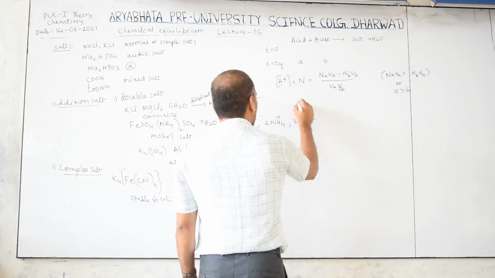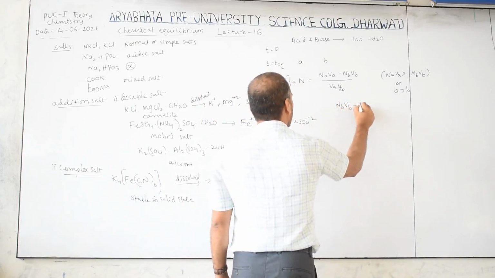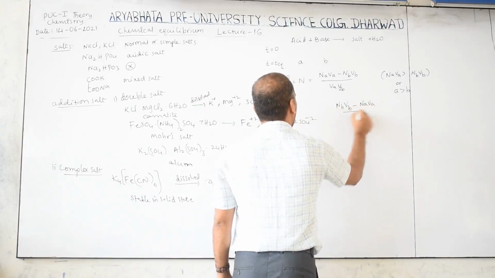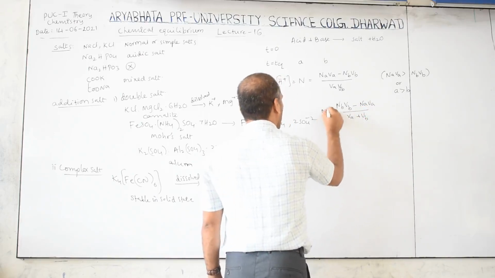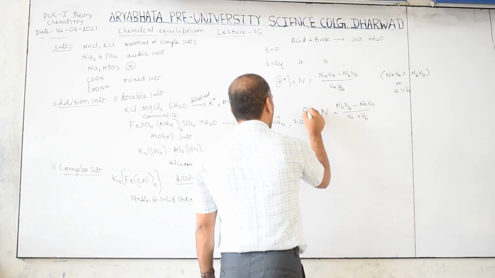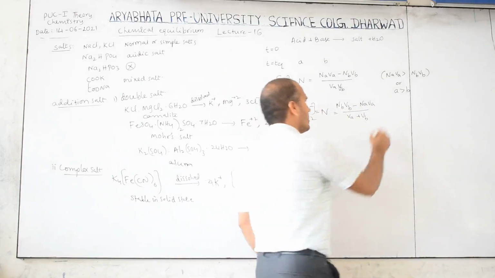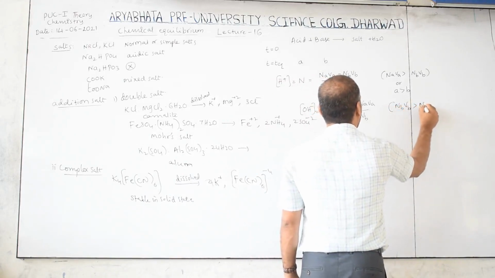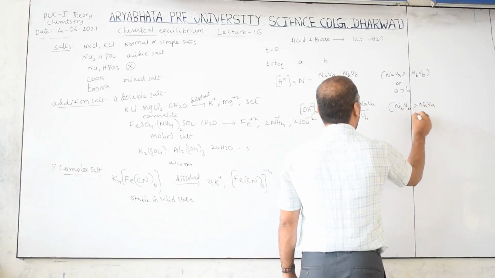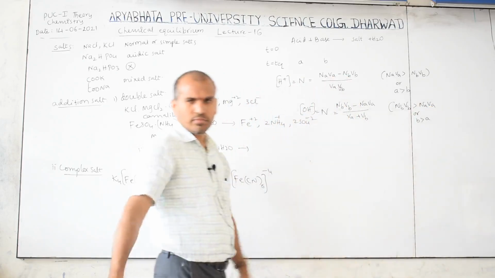When NbVb is greater, the normality is (NbVb - NaVa)/(Va + Vb), and this is equal to the OH minus concentration, because in this case NbVb is greater than NaVa, or B is greater than A. Clear?